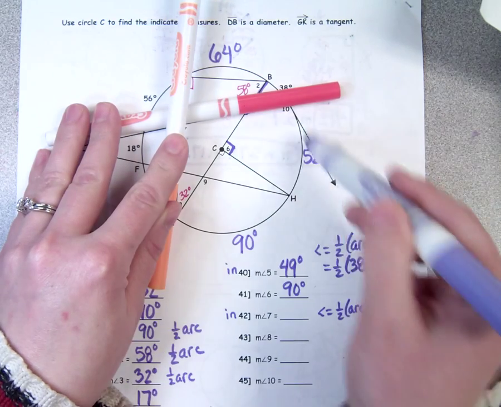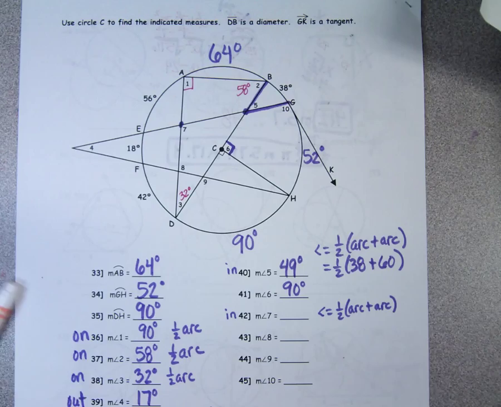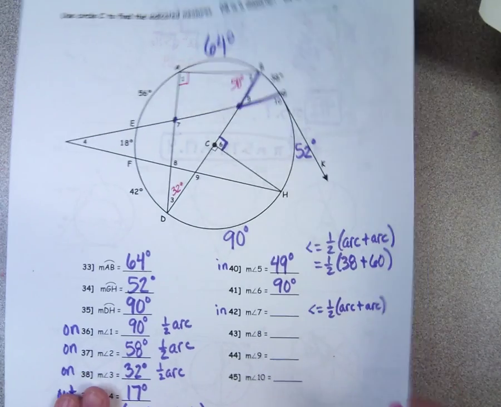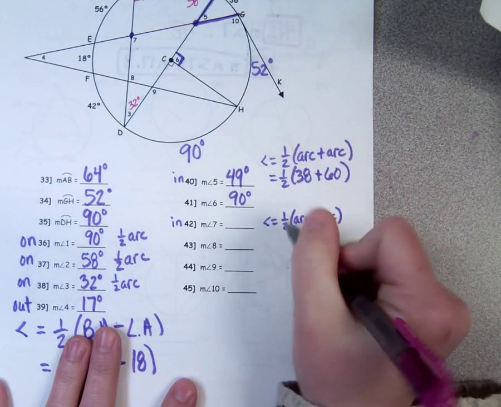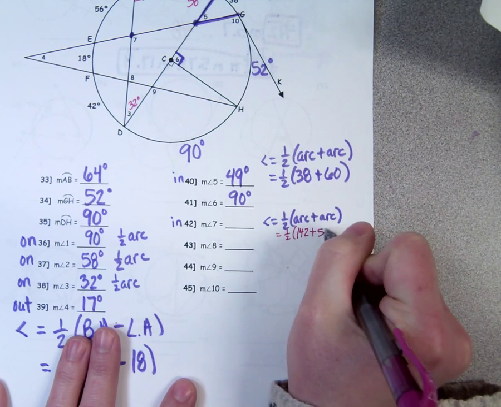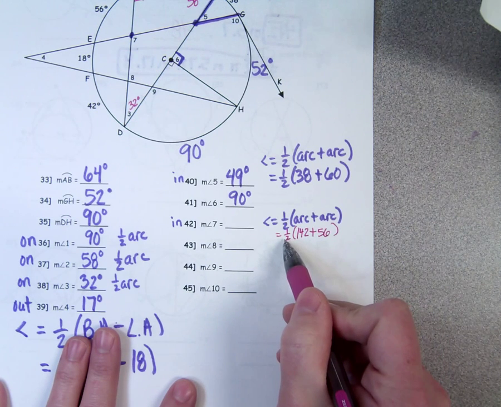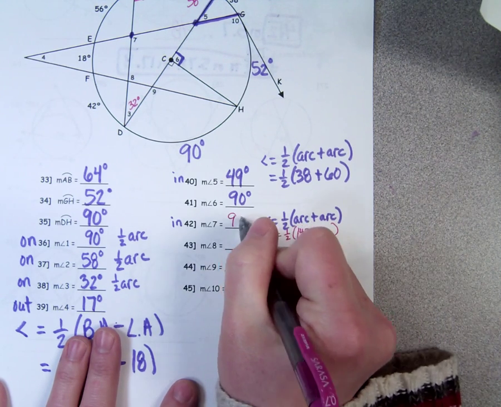So I take half of the 142 plus the 56. Okay, so I'm just going to write in my pink marker that I am taking half of 142 plus 56. And then I'm going to add these two together and then divide by 2. And if I do that, I get 99.